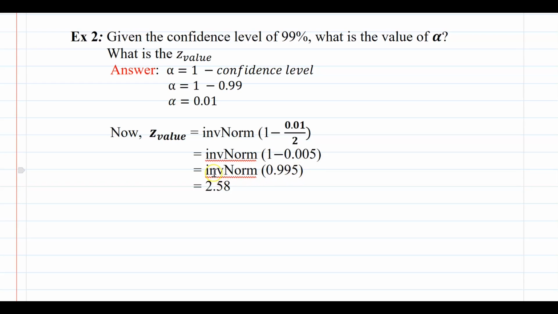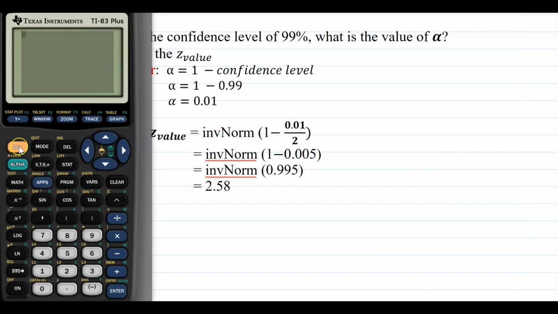So then we will use inverse normal 0.995. In our calculator, we use the inverse distribution, select the third option, inverse normal, and then type in 0.995. And the answer is 2.58. This is our Z value corresponding to the confidence level of 99%.